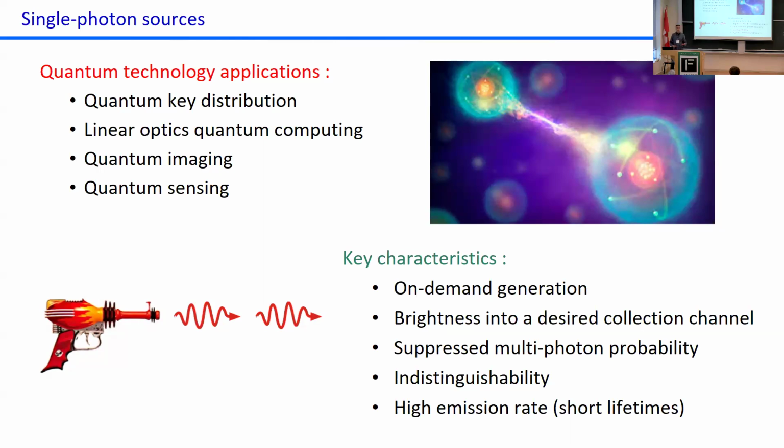And ideally, if you're looking at any of the applications, but for instance, if you think of communication, you would like to have the highest rate of information per second possible. So you want a high emission rate, which implies a short lifetime in the recombination process. This is true for communication, but it's also true for, for instance, imaging or any sort of experiments that you would like to do. You would like to have the highest number of photons emitted per second so that you can increase your signal-to-noise ratio.